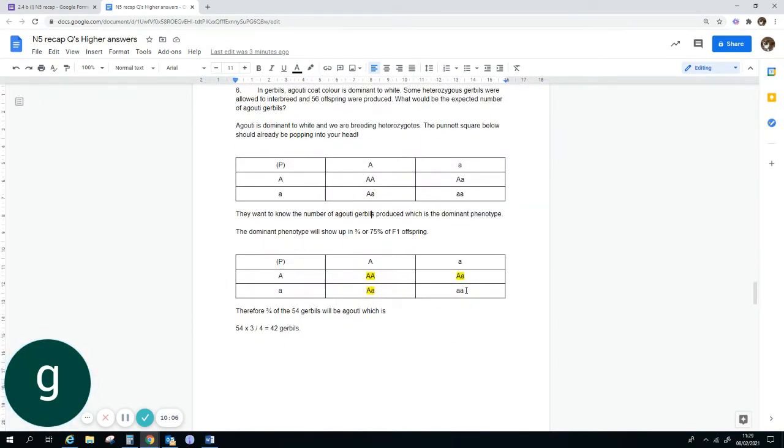So 1 in 4 times you'll get one that's not agouti. That is 3/4 or 75%. So 3/4 of the 54 will be agouti, which is 42 gerbils.